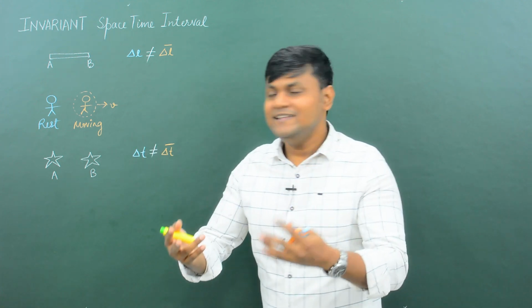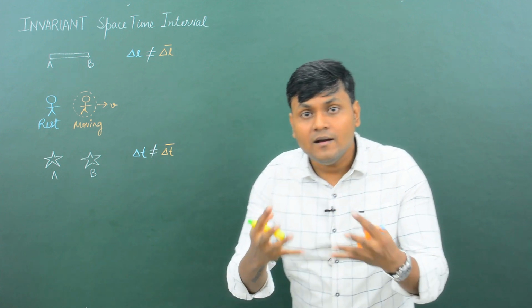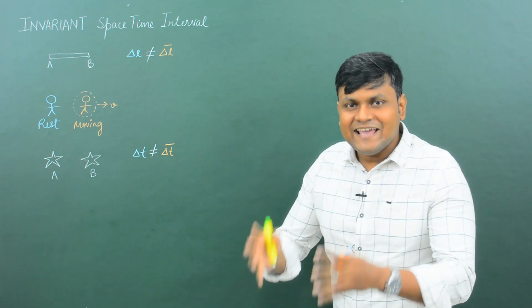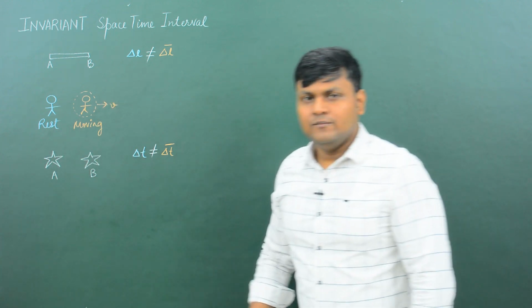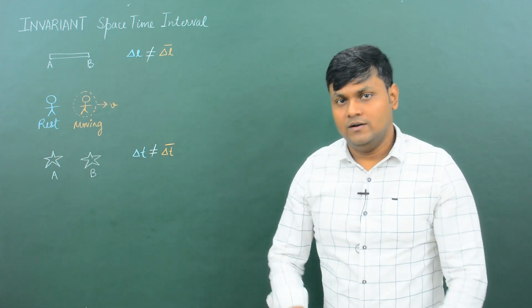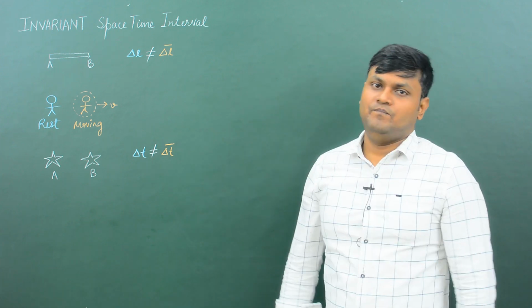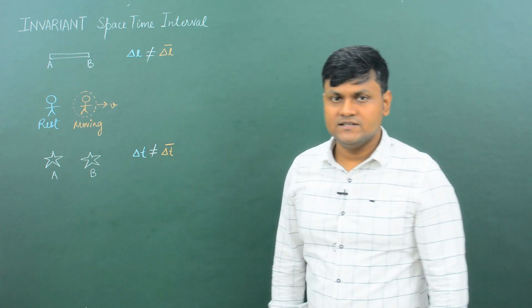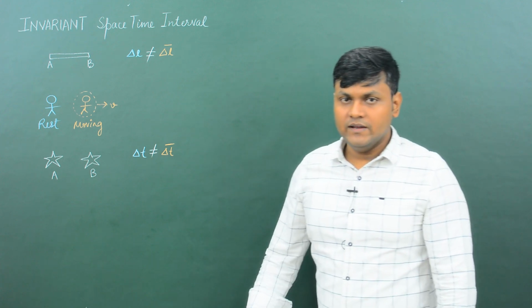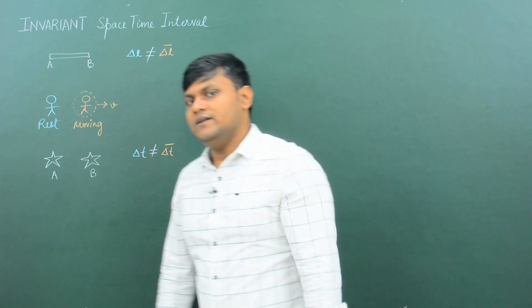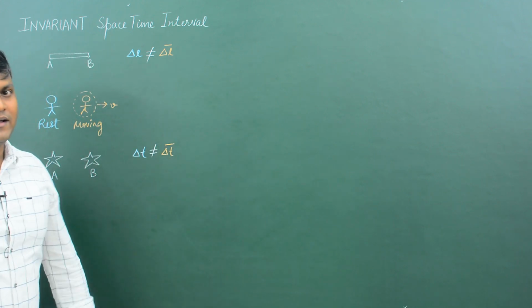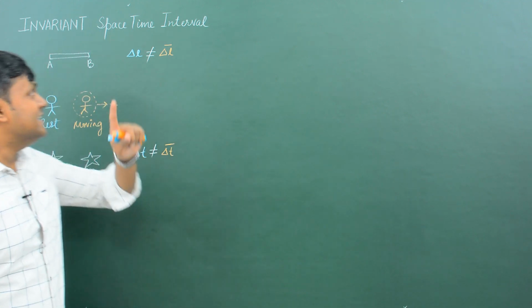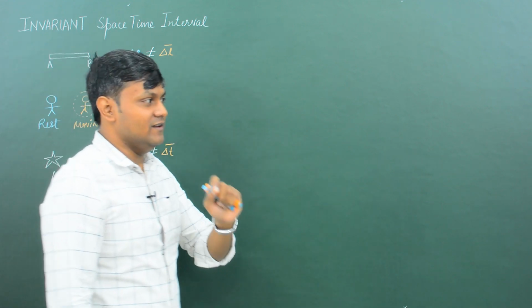Is there a quantity that both the observers can agree upon? Is there some quantity that an observer at rest and an observer in motion can agree upon, that their measurements are the same? Because they cannot agree upon distances, they cannot agree upon time periods, but there is a quantity that they do agree upon when measured for the same events, and that quantity is known as the space-time interval.